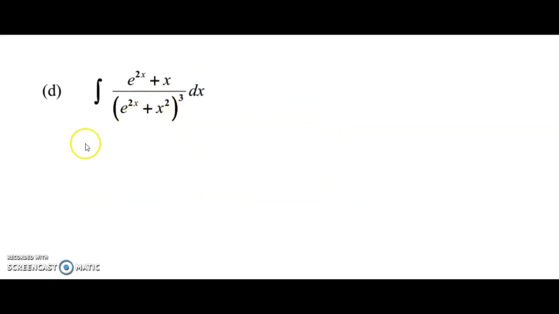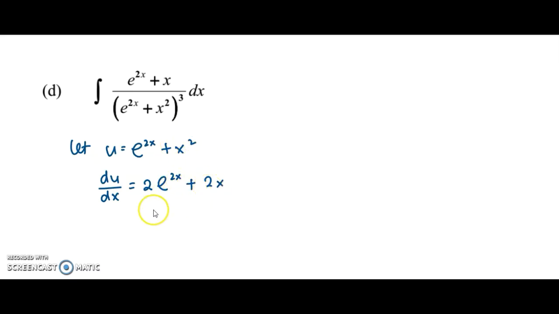For this question, the u has to be e power of 2x plus x squared. Why do we do so? Let's find du dx. To get the du dx, we're going to differentiate the e power of 2x. We have 2 e power of 2x, and differentiate x squared, you get 2x. If I factor out the 2, I will have this.